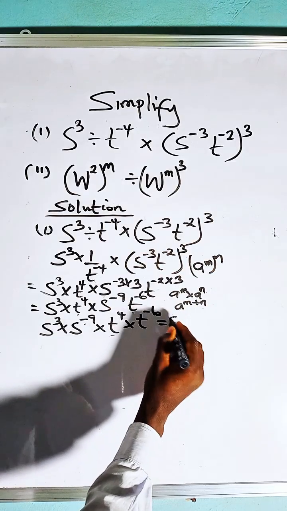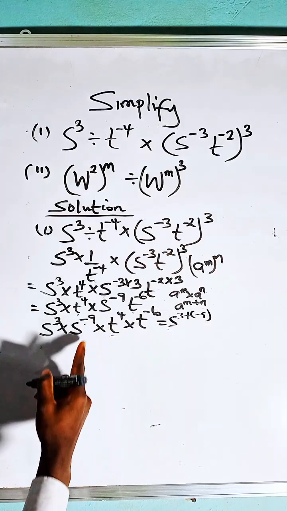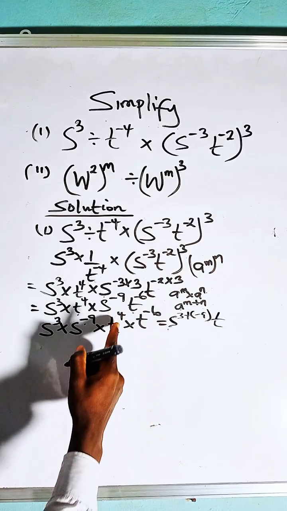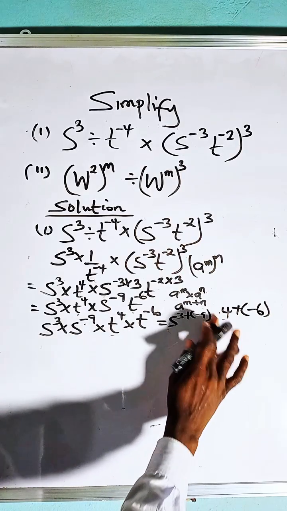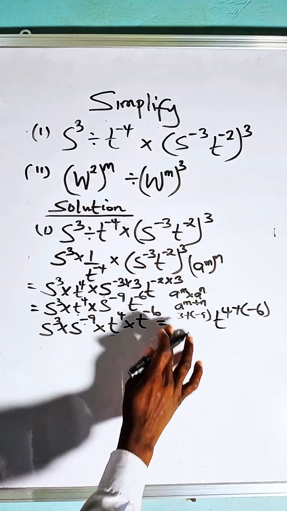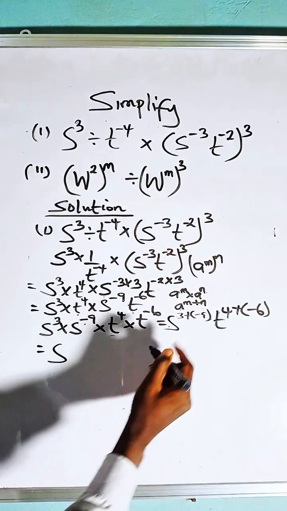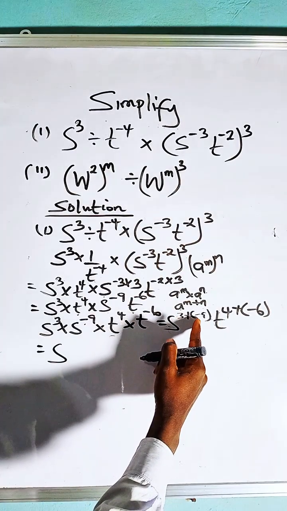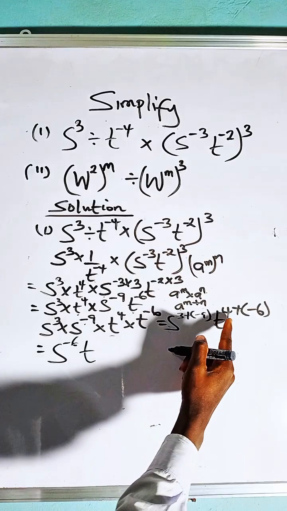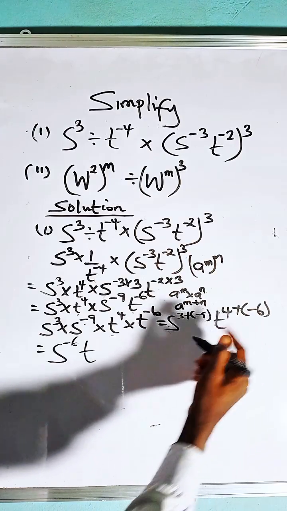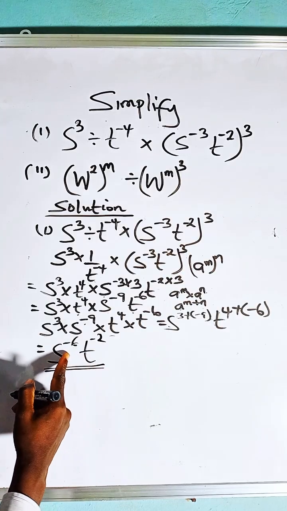So we have x, for 3 plus minus 9, and here we have t, for 4 plus minus 6. Now from here we have x, for 3 plus times minus is minus, so 3 minus 9 we have as minus 6. For t, 4 plus times minus is minus, 4 minus 6 we have as minus 2. So we have x raised to the power minus 6, t raised to the power minus 2.